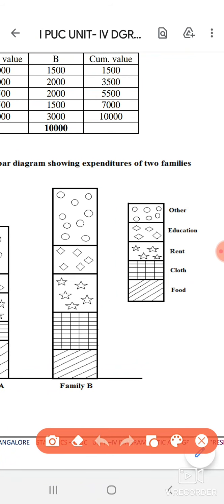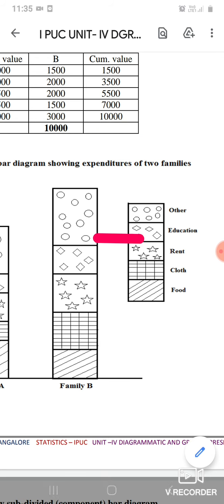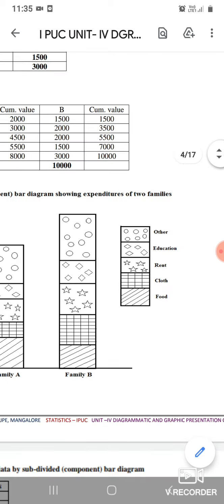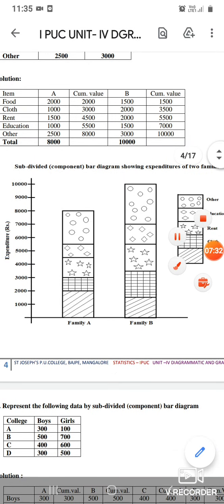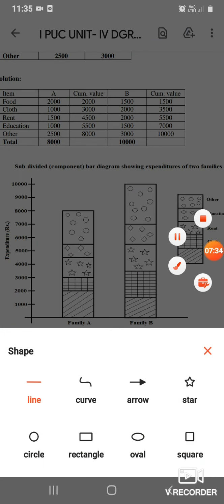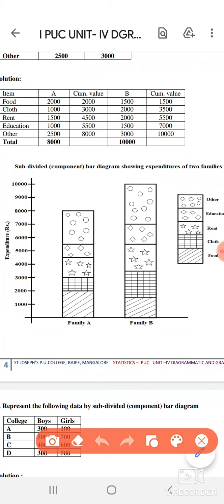The highest value is 10,000. So draw the bar up to 10,000. Okay. Draw the bar up to 10,000. I'll show you. Now, here draw the bar up to 10,000. Height of the bar is 10,000. Okay.